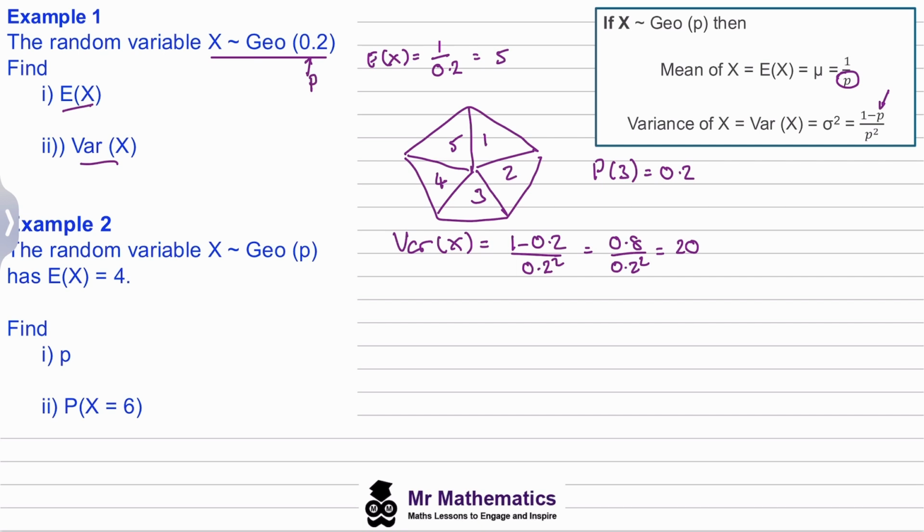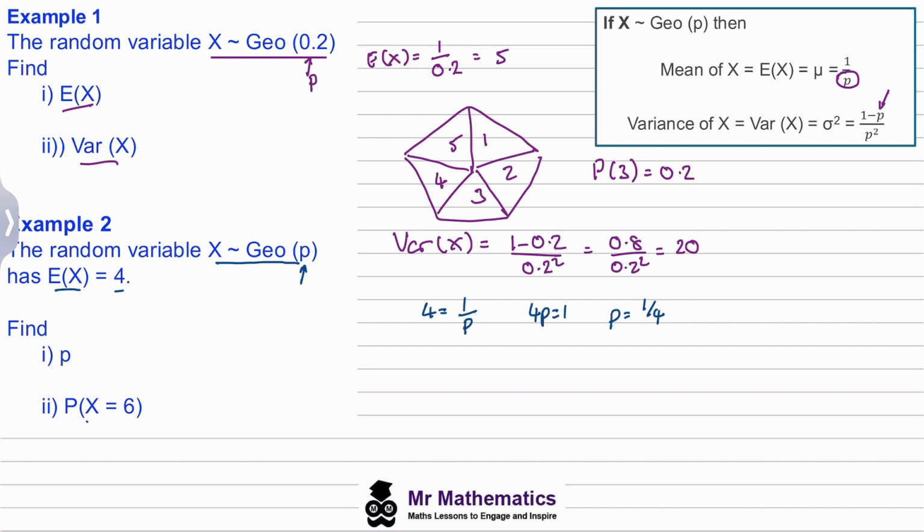So for example 2, we're told that x is distributed geometrically with a probability of success p, and its expectation is 4. So 4 will be equal to 1 over p. So 4p will equal 1, p will equal 1/4.